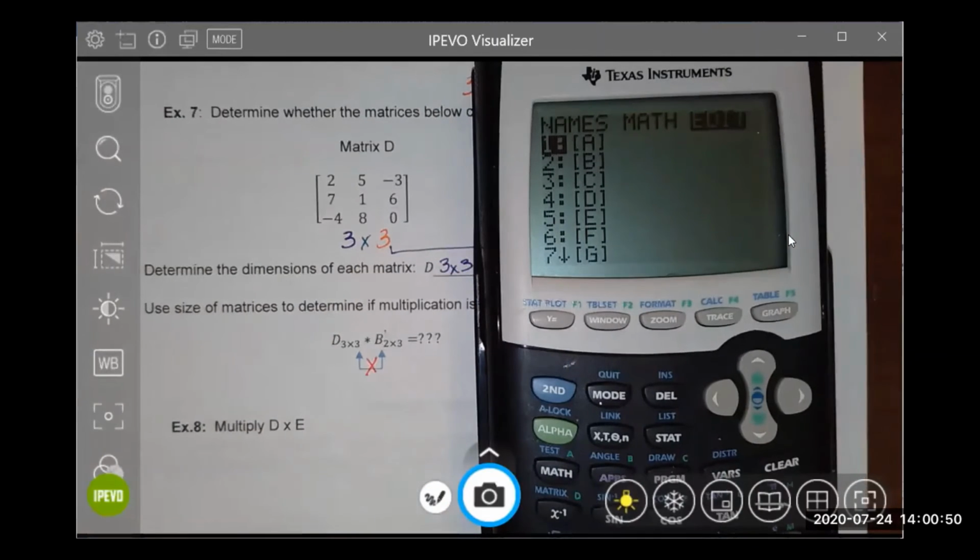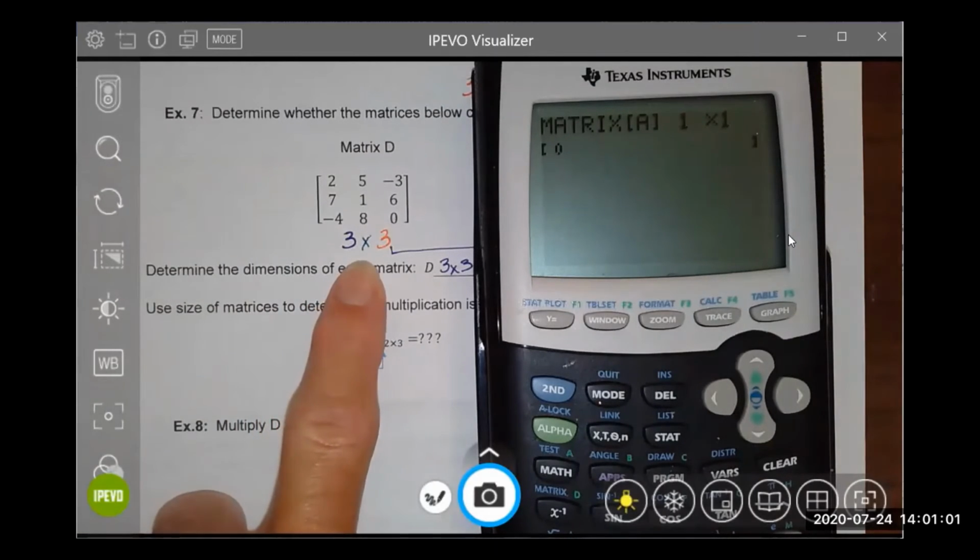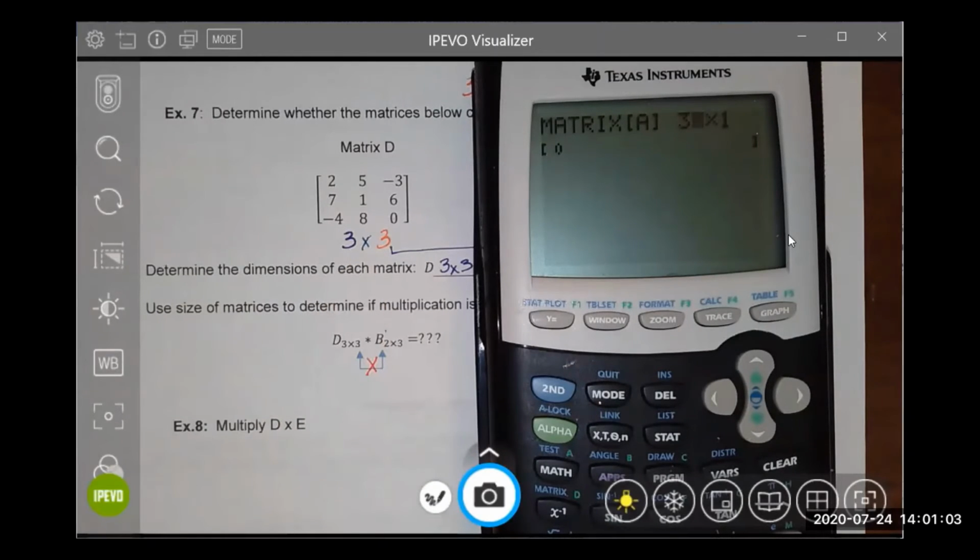So we're going to go over to edit, and I'm going to hit enter. And then it tells me that in matrix A, it's going to create a matrix, and I get to tell it what the dimensions are. So I'm going to use matrix D, and I'm going to enter a 3 by 3 matrix.